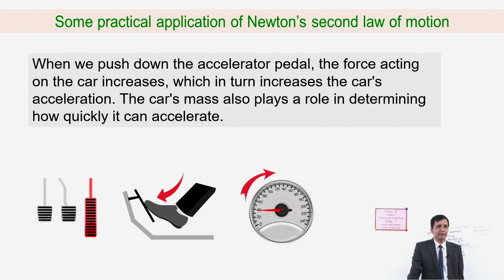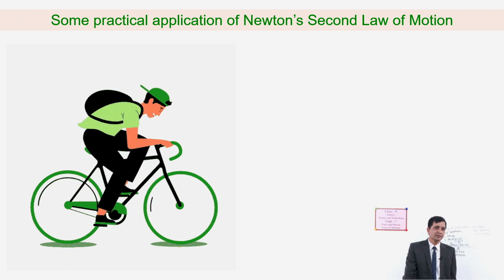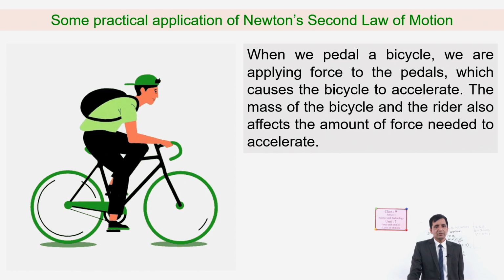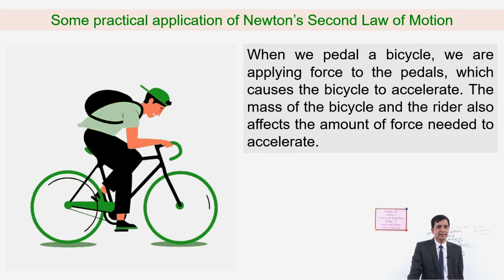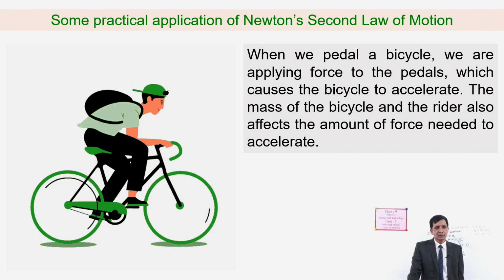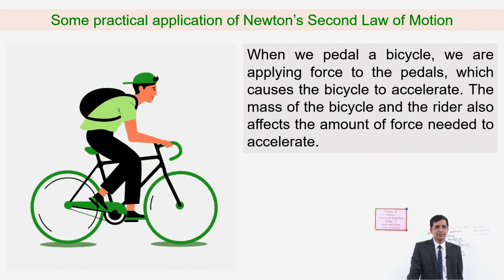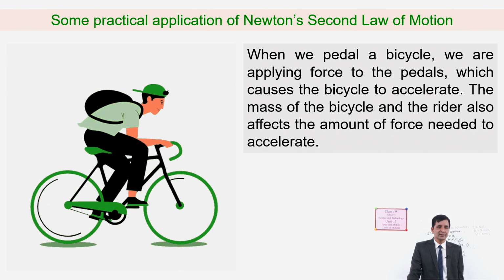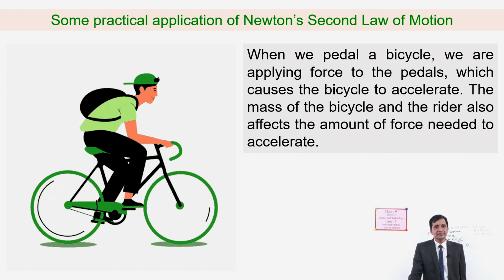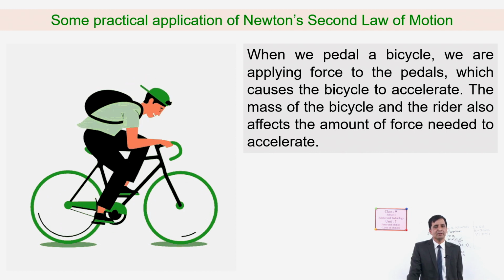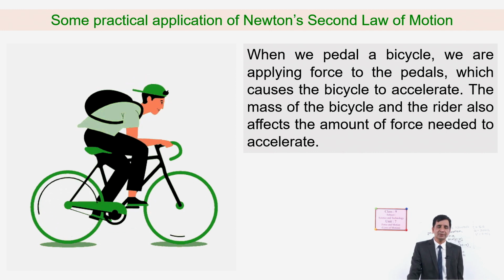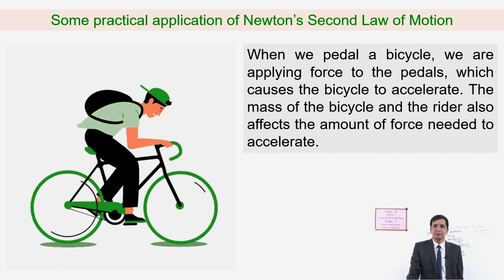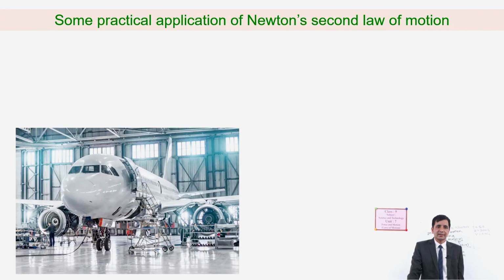The acceleration produced on these vehicles is less. Similarly, look here, another application of Newton's second law is the cyclist. Look once, when we pedal bicycles, we are applying force to the pedals, which causes the bicycle to accelerate. In this situation, force is applied by the cyclist to accelerate the cycle. The mass of the bicycle and the rider also affect the amount of force. In this case, the mass of the object is the mass of the cyclist along with the mass of the bicycle. If the mass is more, the acceleration will be less.